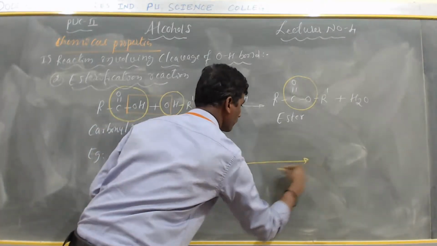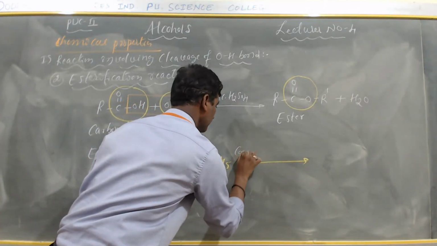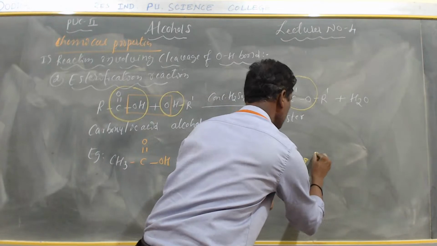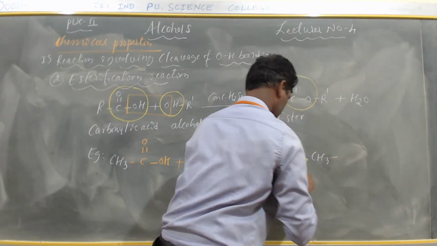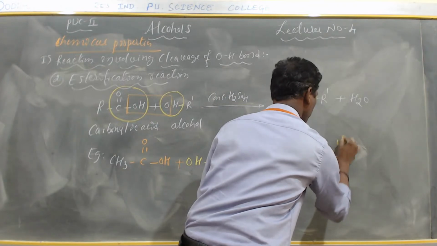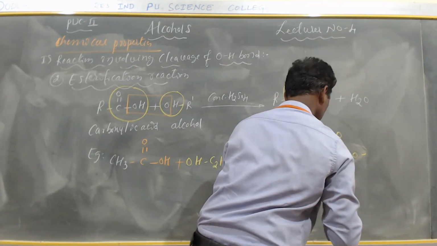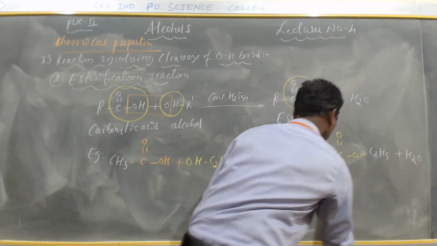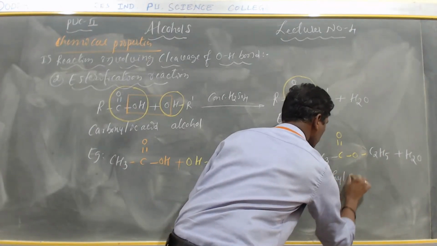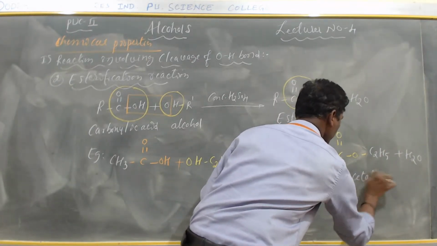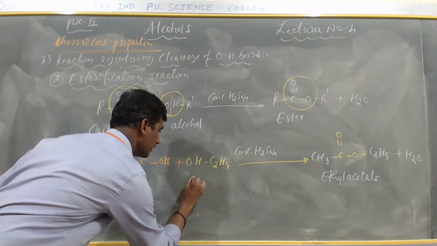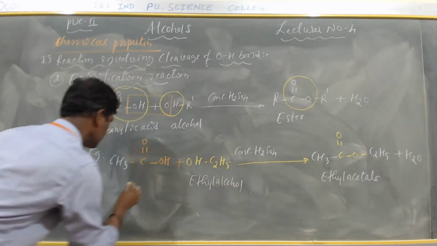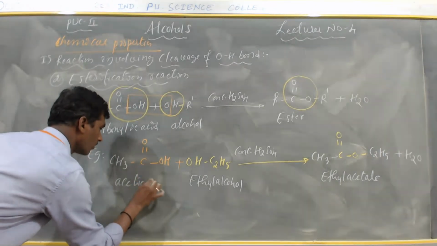So in the presence of concentrated sulfuric acid, the first R we have taken is CH3. Now it gives C double bond O, and now C2H5, this is CH3COOC2H5 plus water. This is called ethyl acetate. The C2H5OH is called ethyl alcohol, and CH3COOH is called acetic acid.